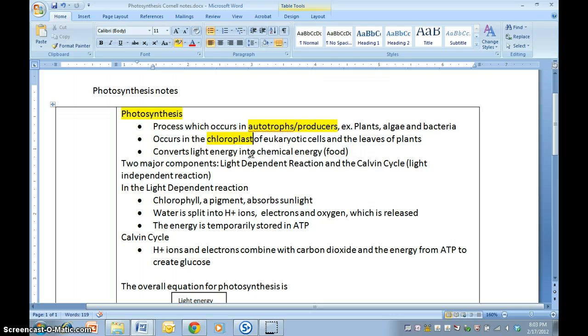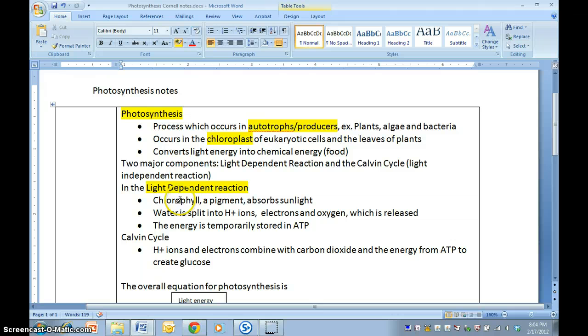There's two major parts. One's called the light-dependent reaction, which is what we just watched in the animation, and the second part's called the Calvin cycle, which I don't have an animation of, so we're just going to talk about it. So in that first light-dependent reaction, three things happened that we need to know about.